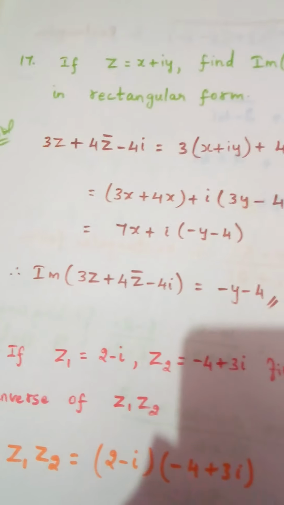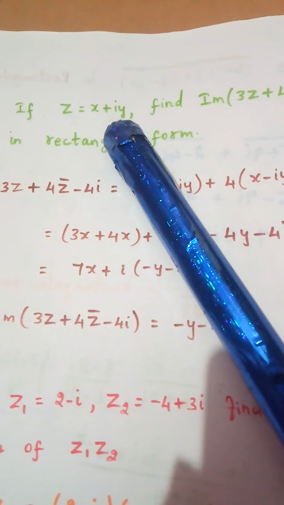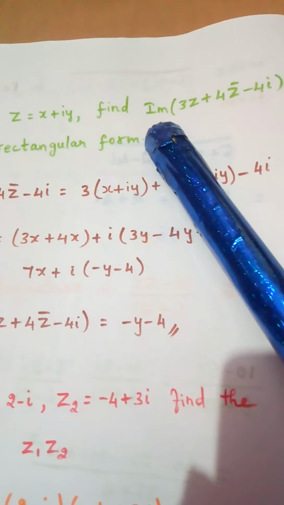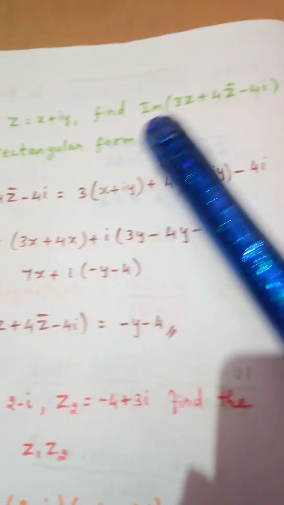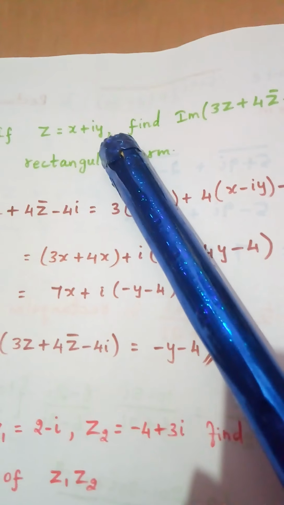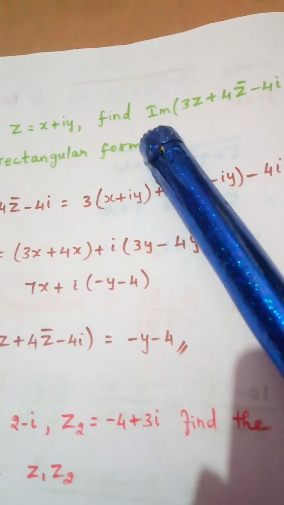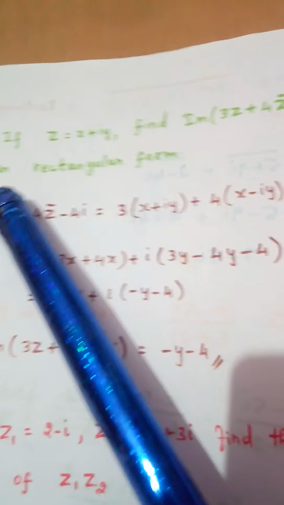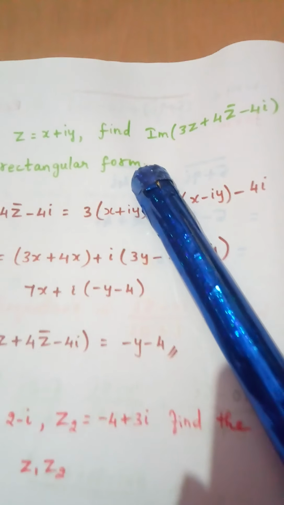Another sum is given, which is number 17. If z is a complex number, x plus iy, it is given. Find the imaginary part of this bracket. Again, I repeat the question. Z is a complex number. It is given as x plus iy. We need to find the imaginary part of this in rectangular form. You know very well, rectangular form means standard form.